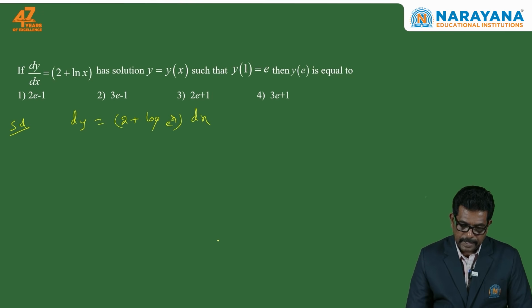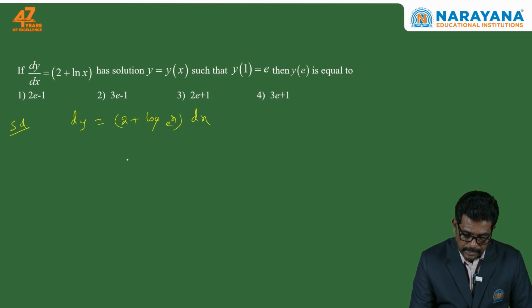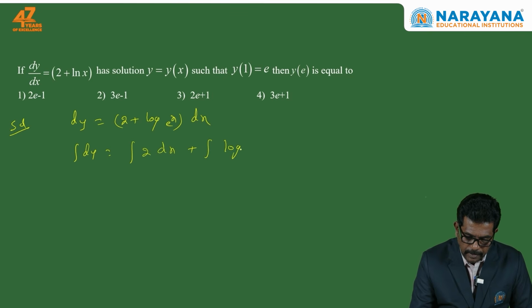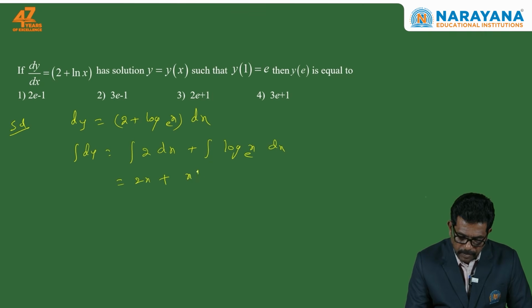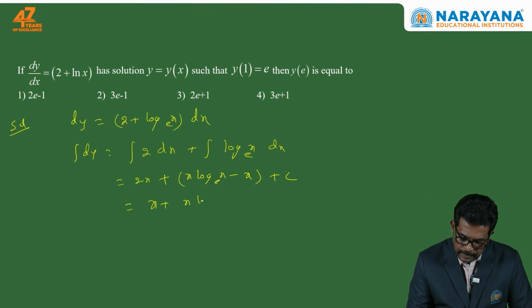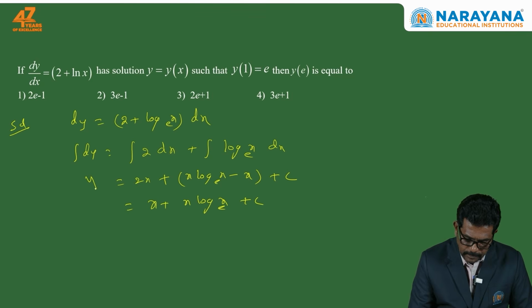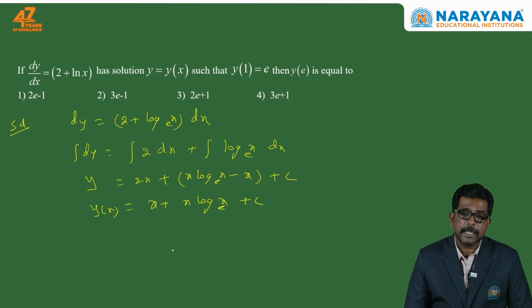Now we are integrating here. By integrating this one, integral dy is equal to integral 2 dx plus integral log x to the base e dx. Now this is equal to 2x plus integral log x to the base e. We have the direct formula x log x to the base e minus x plus c. Now this becomes x plus x log x to the base e plus c. This is y of x.